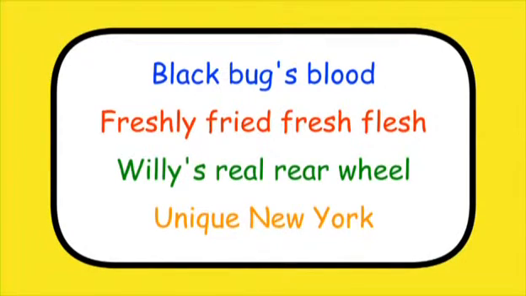So let me read them off, make sure you can see them. You've got black bug's blood. You have freshly fried fresh flesh. Nearly got it wrong the first time. You got Willie's real rear wheel, and you have unique New York.